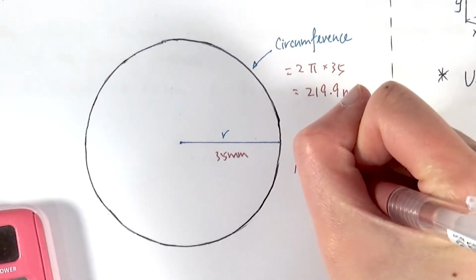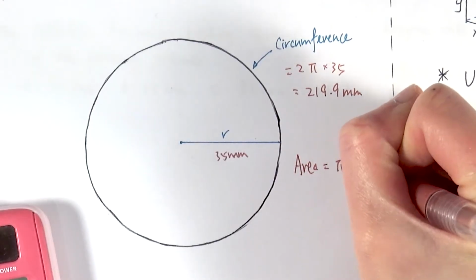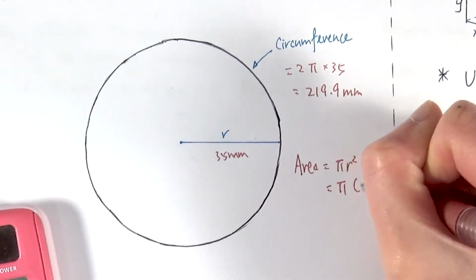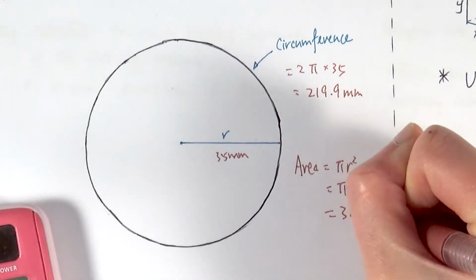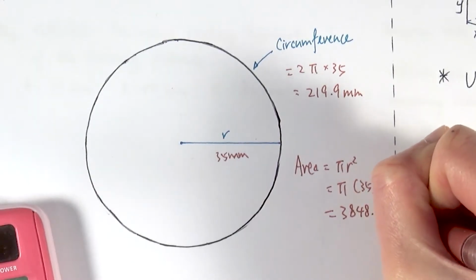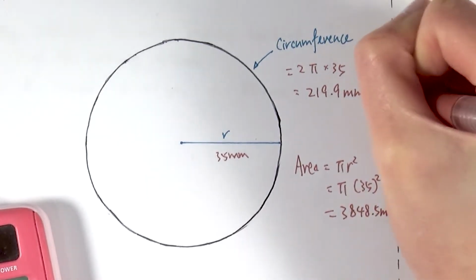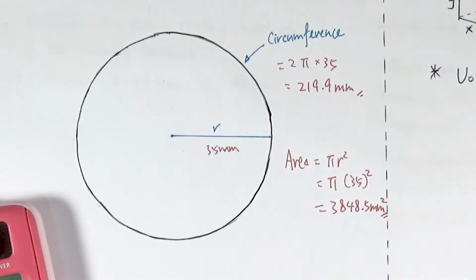Whereas my area would be pi r squared, so therefore it will be pi times 35 squared. And therefore, quickly in the calculator, 3,848.5 millimeters squared, like that. So that's how you would lay it out.